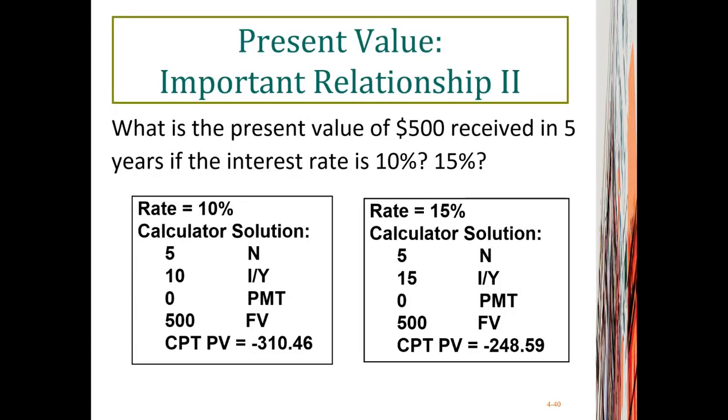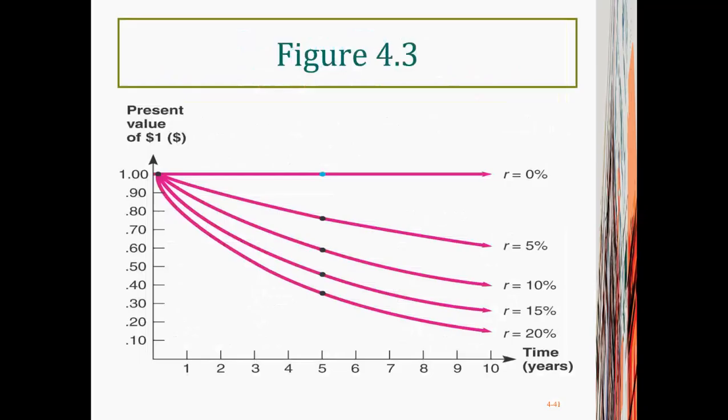And you can do the calculation by using the BA II calculator. You will see that if you receive $500 in either 5 years or 10 years, of course the present value is smaller for the longer period. The same goes if you receive $500 with a higher interest rate. This picture shows you the exponential relation between interest rate and present value. When the interest rate is low, the present value tends to be high, but when the interest rate is getting greater and greater, you see the present value will shrink dramatically.